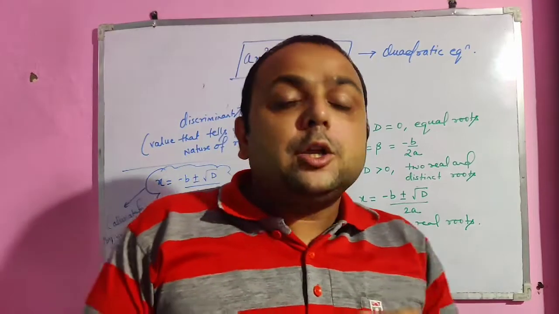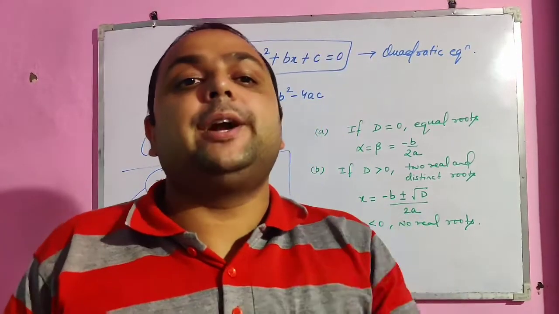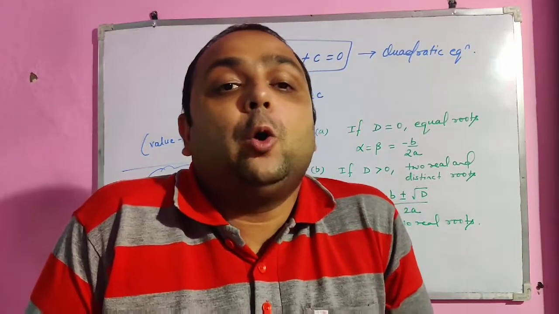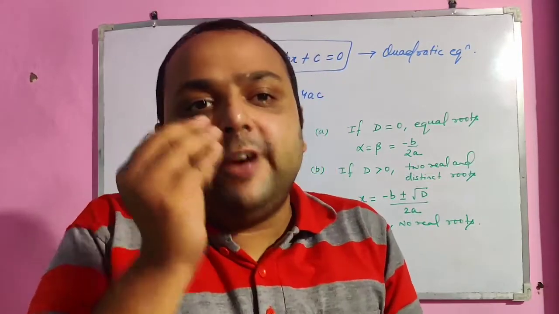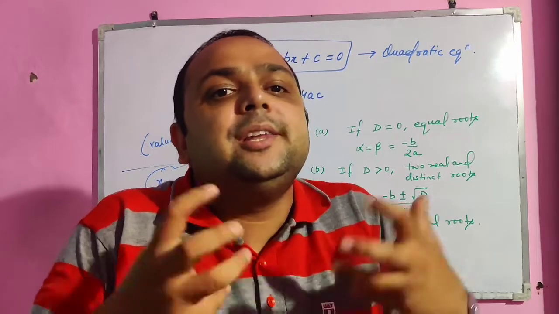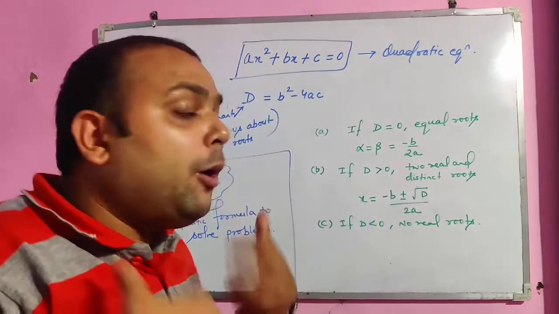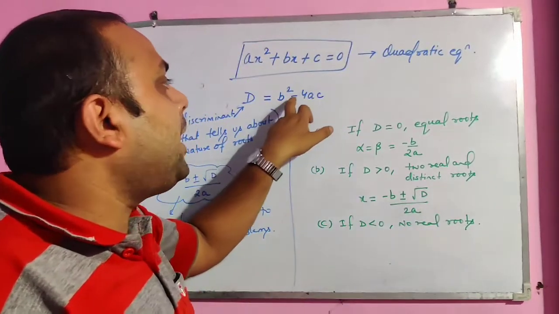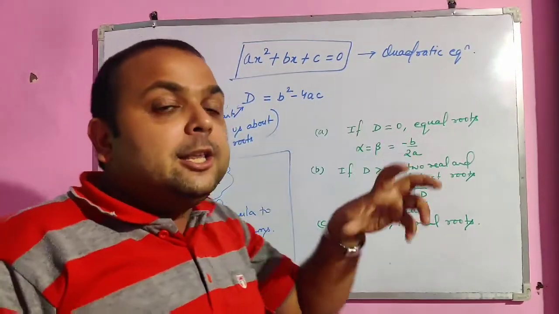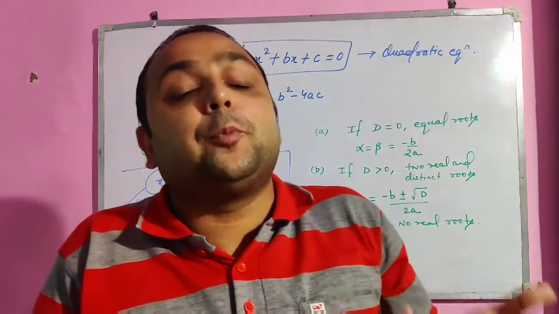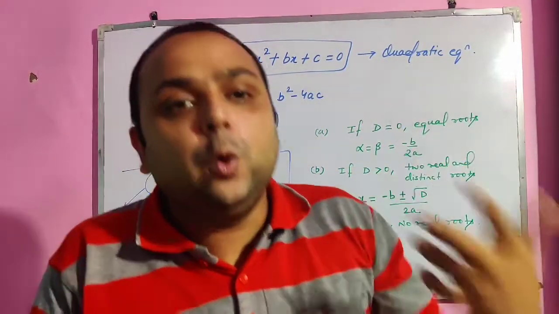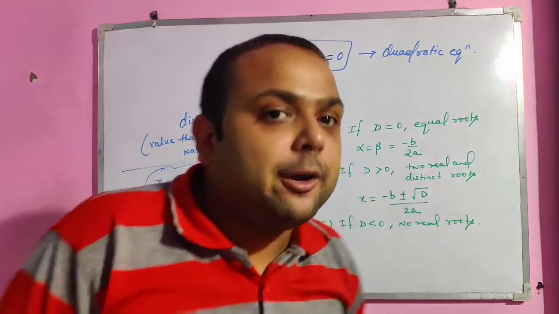Now, for applying the quadratic formula, we should know about capital D, that is the discriminant. It is a value that tells us about the nature of roots. So the formula for D is b square minus 4ac. The value of D tells us about the types of roots possible for the quadratic equation. Now there are three criteria for that.